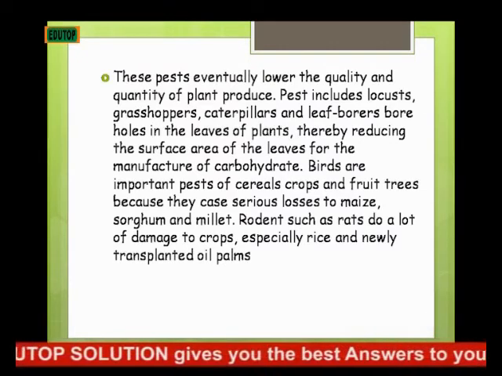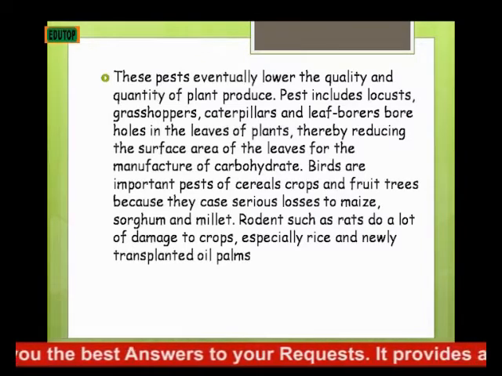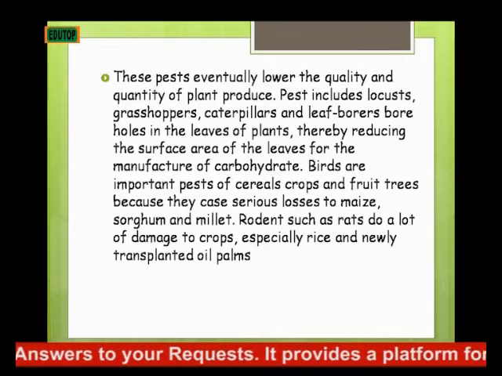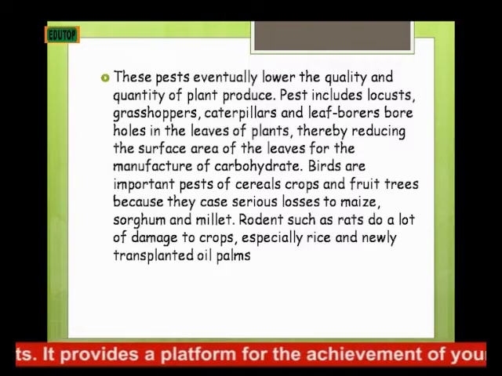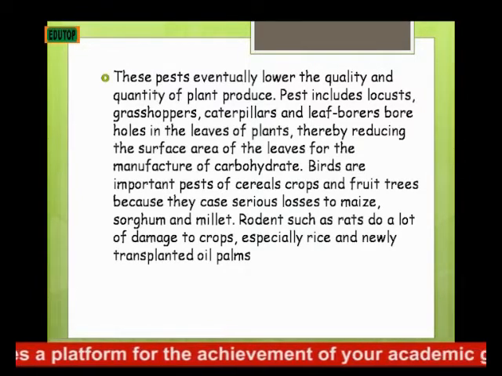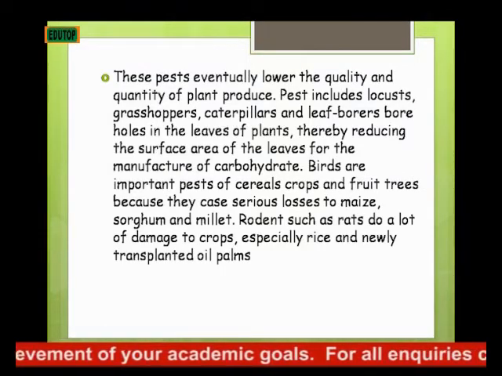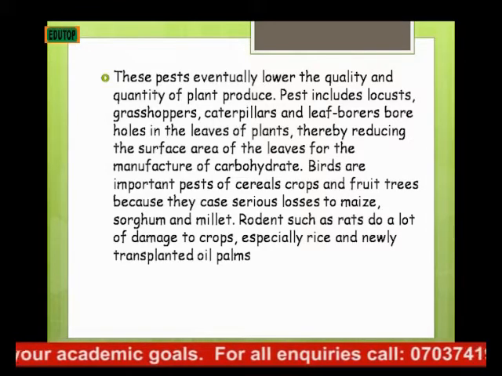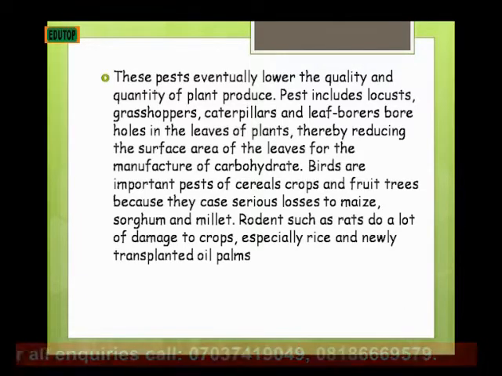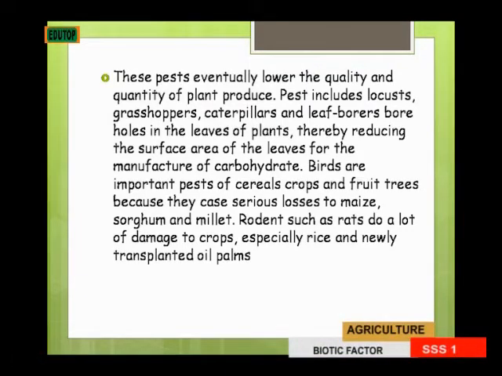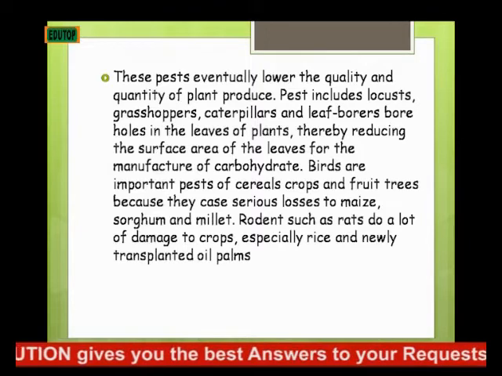Pests include locusts, grasshopper, caterpillars, and leaf borers that bore holes in the leaves of plants, thereby reducing the surface area of the leaves for the manufacture of carbohydrates. Birds are important pests of cereal crops and fruit trees because they cause serious losses to maize, in that the fruits or the produce of such plants are being reduced drastically.